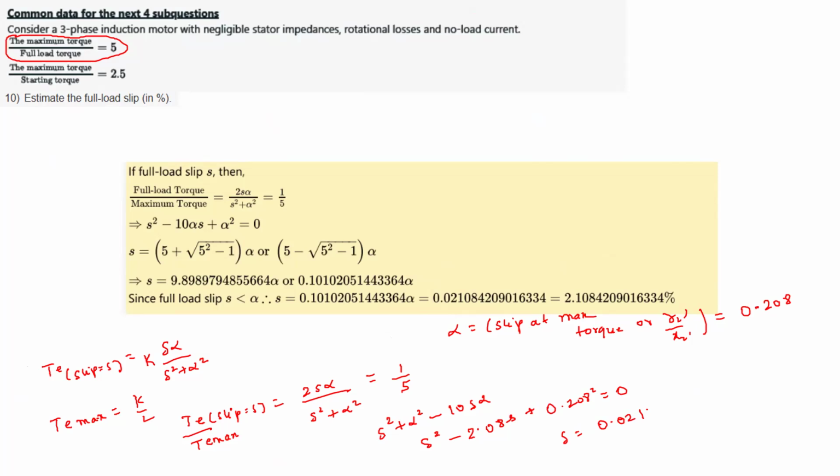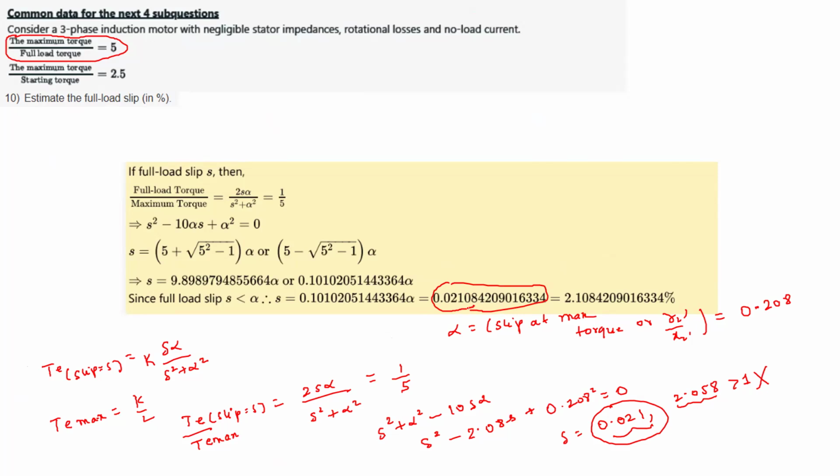Oh, sorry, I actually pressed clear in my calculator on 2.08 and this is 0.208 square. Okay. So one is 0.021 and the other one is 2.058. Again, this value is greater than 1, so we will not take this value. We will take S equal to 0.021. So you will see this is the answer, 0.02108.